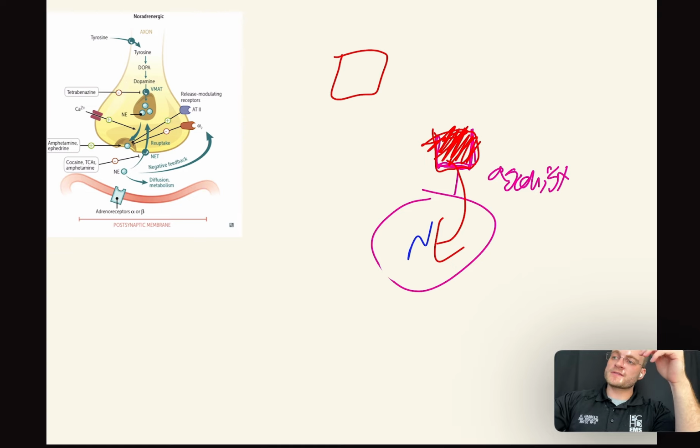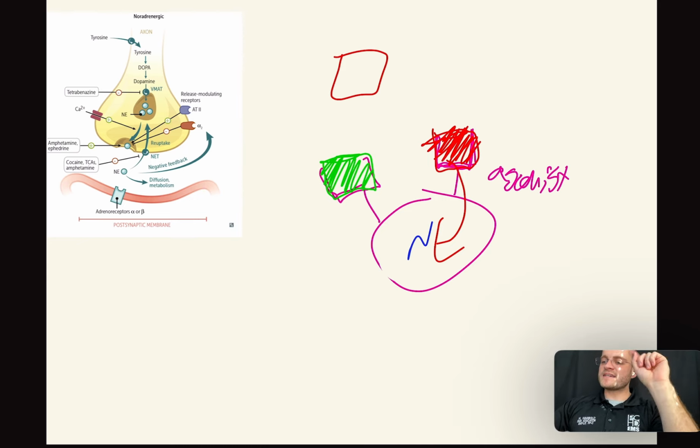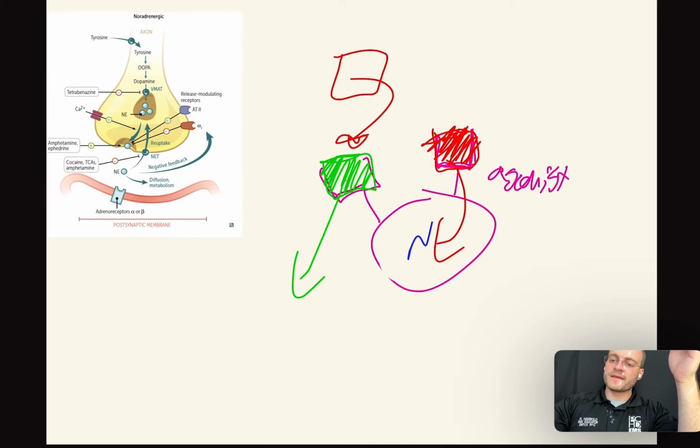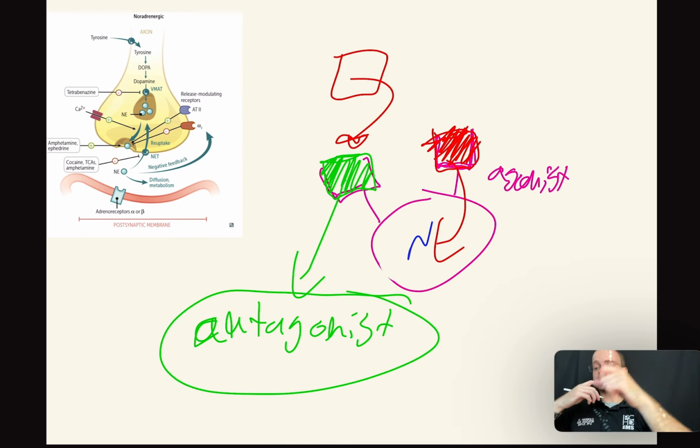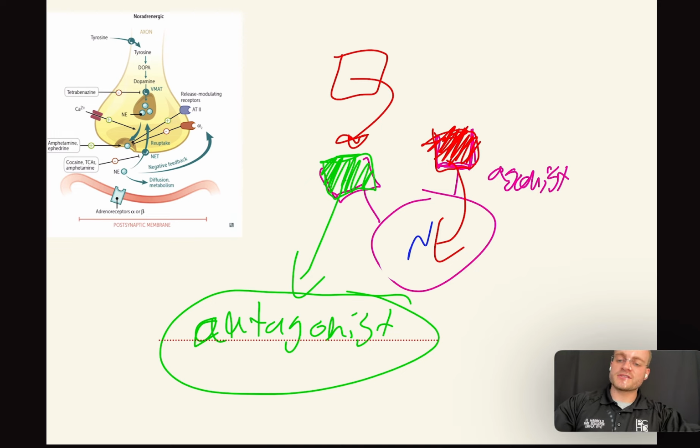Now, another way that this can happen is you could have the same receptor, and then you could have a medication that floats around and binds to this receptor perfectly, but it doesn't tell the cell to do work, it just blocks the receptor. And so what happens is this little guy, right? It can't bind to that receptor because it's already bound. And so what is this green guy called? It's called an antagonist. An antagonist.